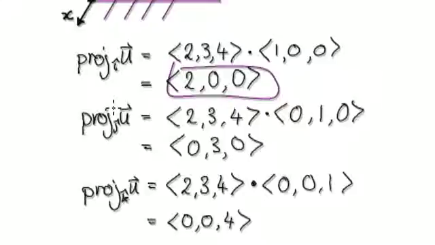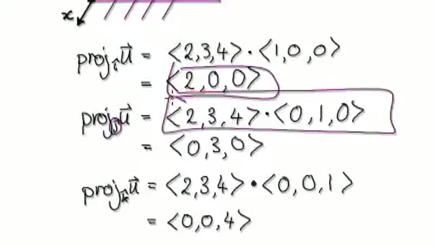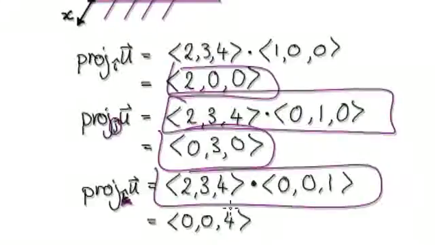If we wanted to know the component in the j hat direction, we would just simply do the dot product here. That would then give us this. If we want to know it in the k direction, then we would just do the dot product here, and that would then give us this.